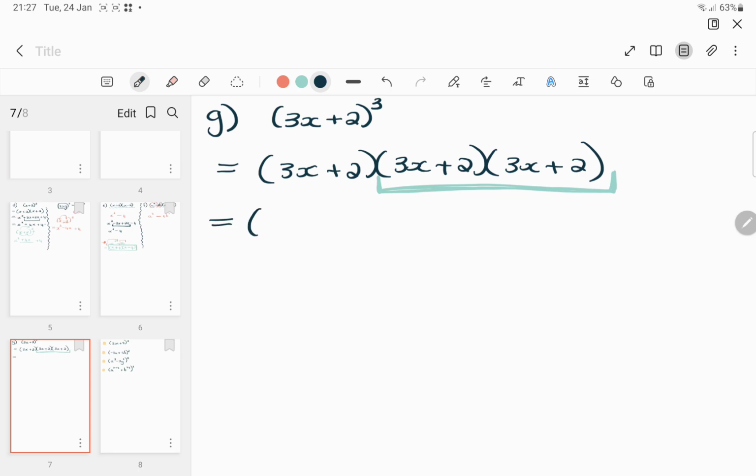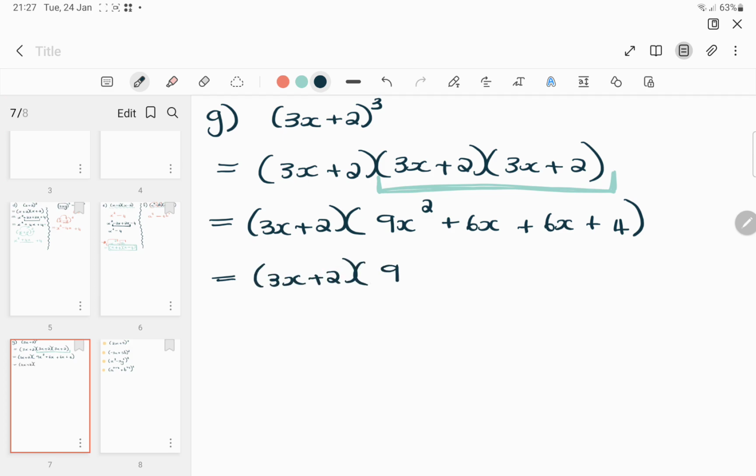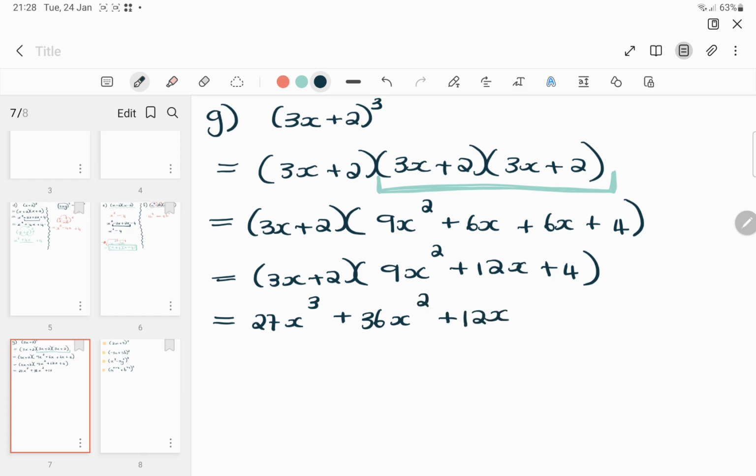So I always take the second two, so the first one stays. And then if you say 3x times 3x is 3 times 3 is 9x squared, plus 3 times 2 is 6x, plus another 6x, plus 2 times 2 is 4. Close your bracket. Simplify that. I always simplify before I carry on, just to not make any mistakes. Okay, now the 3x is going to multiply in. 3 times 9 is 27x to the power 3, plus 3 times 12 is 36x squared, plus 3 times 4 is 12x, plus 2 times 9 is 18x squared, plus 2 times 12 is 24x, plus 2 times 4 is 8.